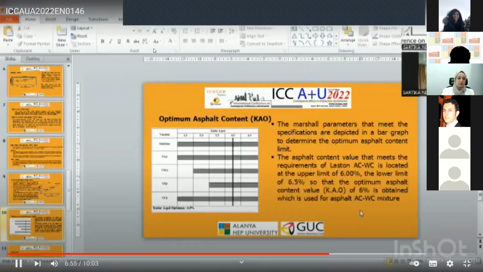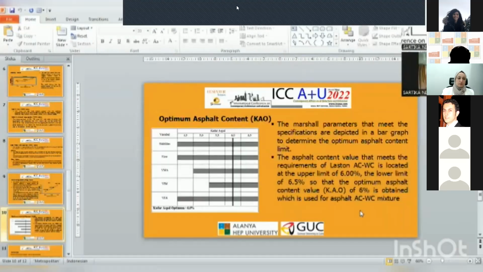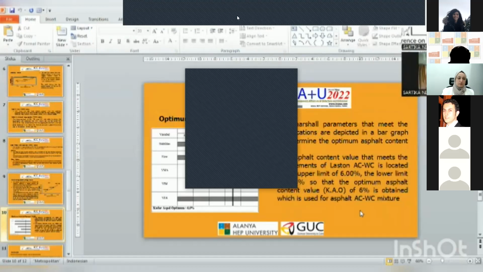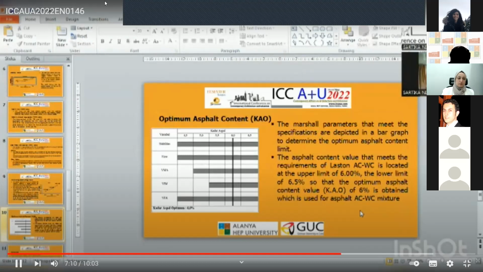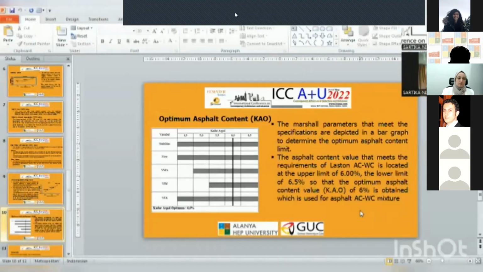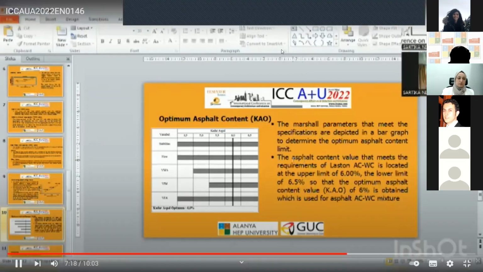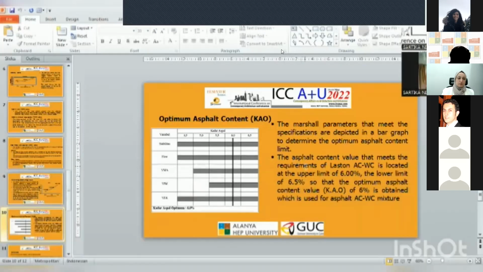And then optimum asphalt content, KAO. The Marshall parameters that meet the specification are divided in the bar graph to determine the optimum asphalt content limits. The asphalt content value that meets the requirement for asphalt concrete wearing course.